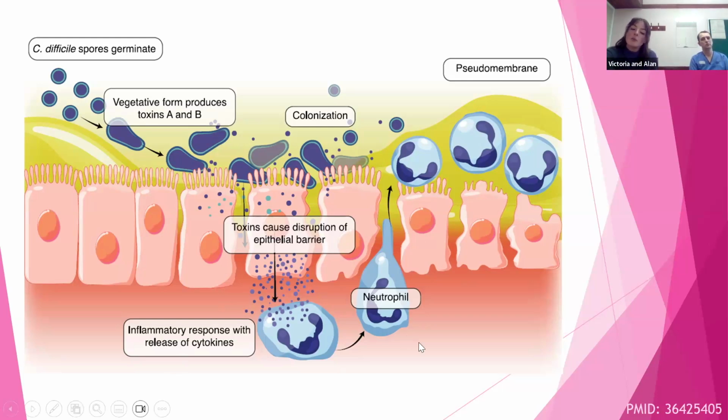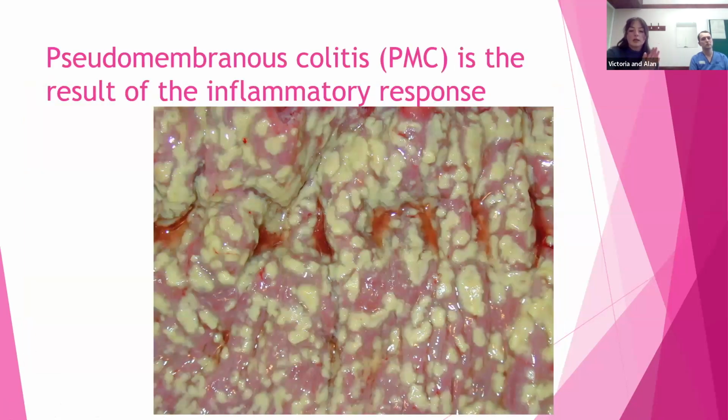And then finally, you end up with a massive inflammatory response, and you get an accumulation of white cells and fibrin and all these sorts of inflammatory associated products, causing what we refer to as a pseudomembrane, and you can see that here, which is these white plaques on the mucosa.